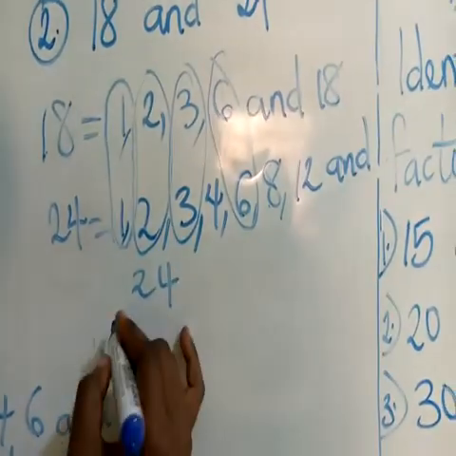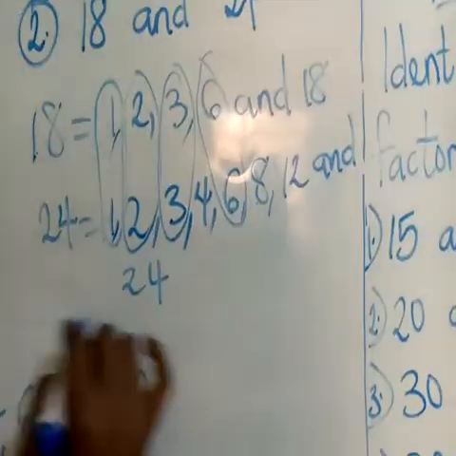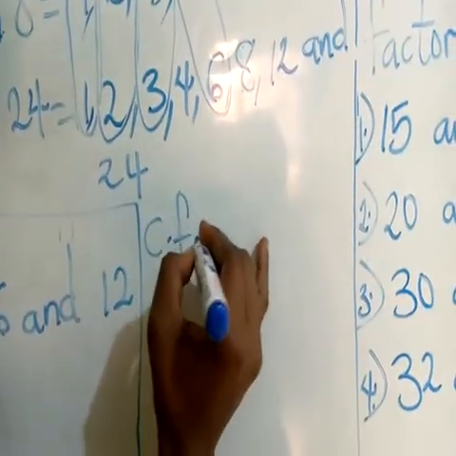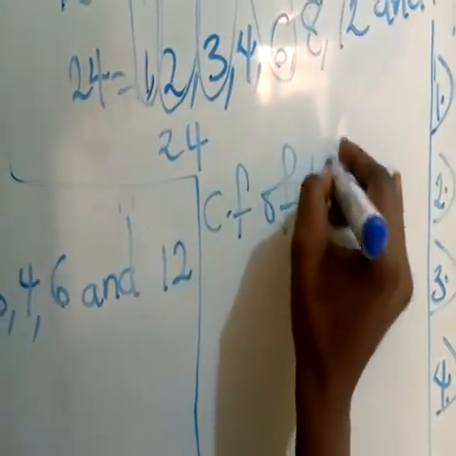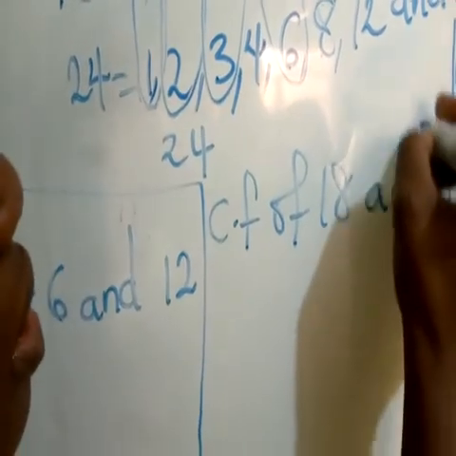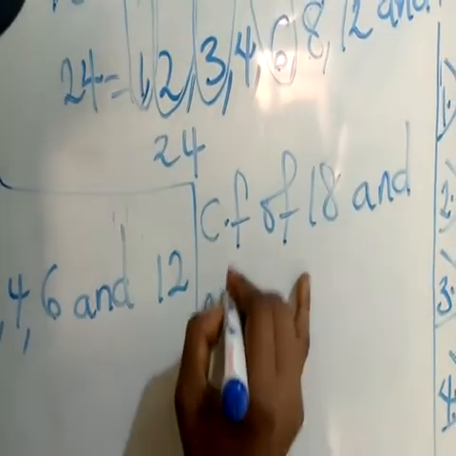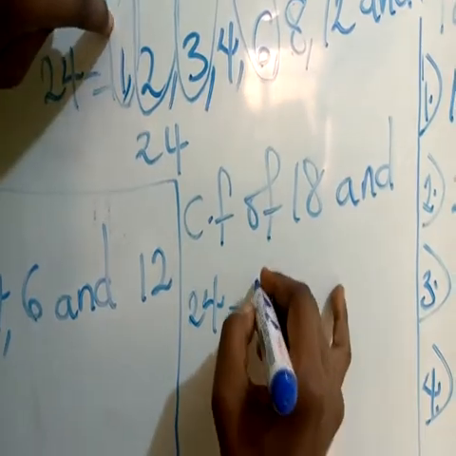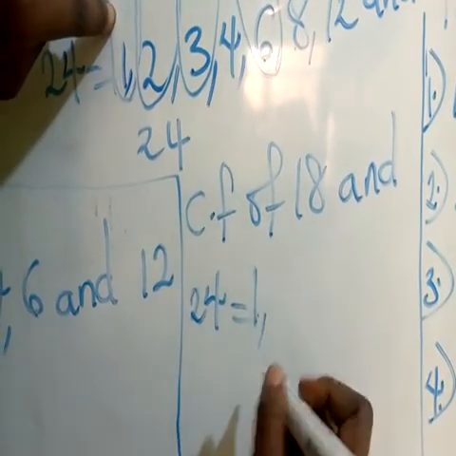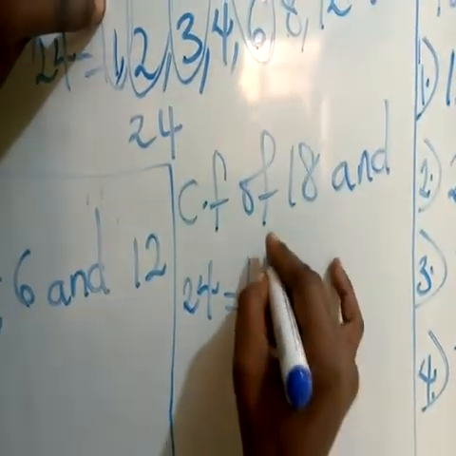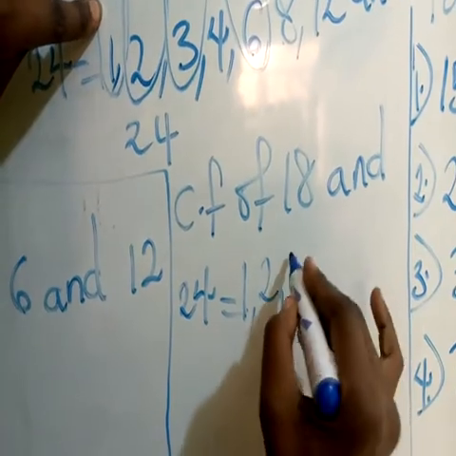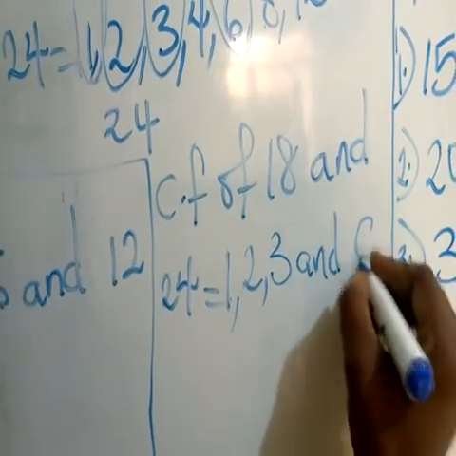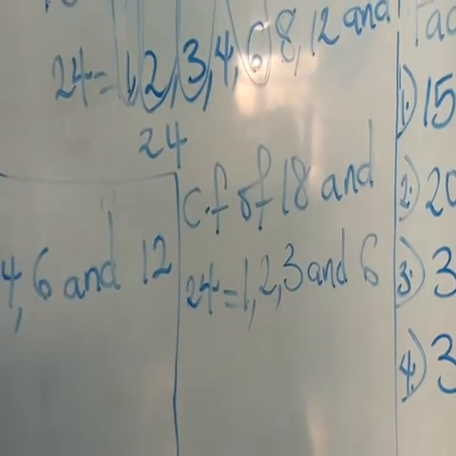And that is it. Now, the common factors, CF, of 18 and 24 equals, the ones we circled are what we're going to write out. 1, 2, 3, and 6.